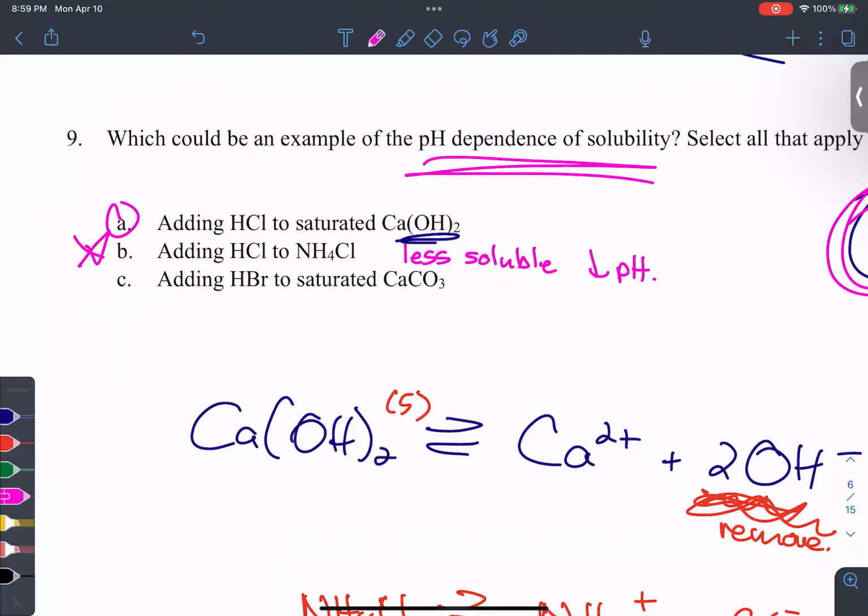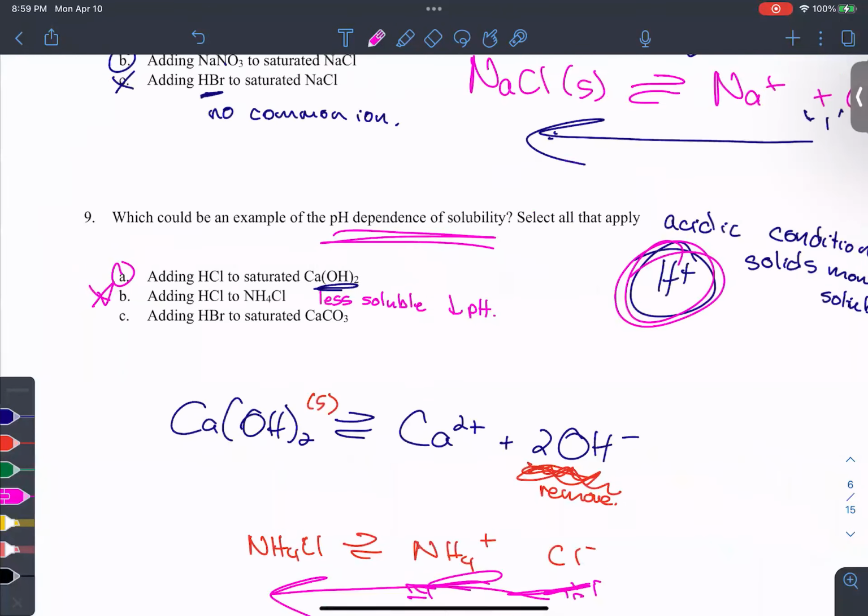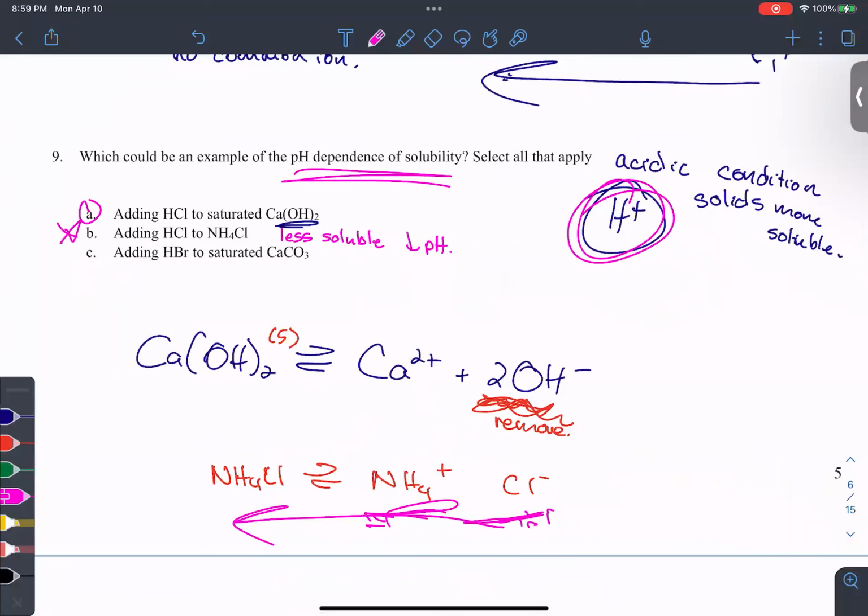It is the common ion. Yes, this is the common ion. B is the common ion effect, but technically it's still pH dependence a little bit. Okay. What if we added HBr to calcium carbonate?